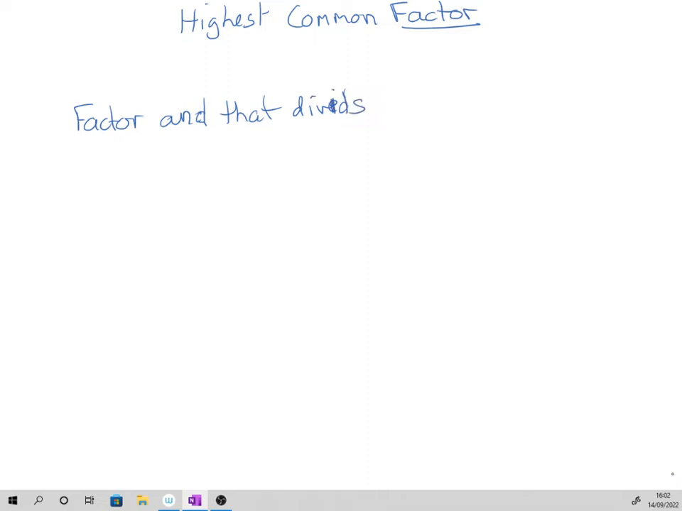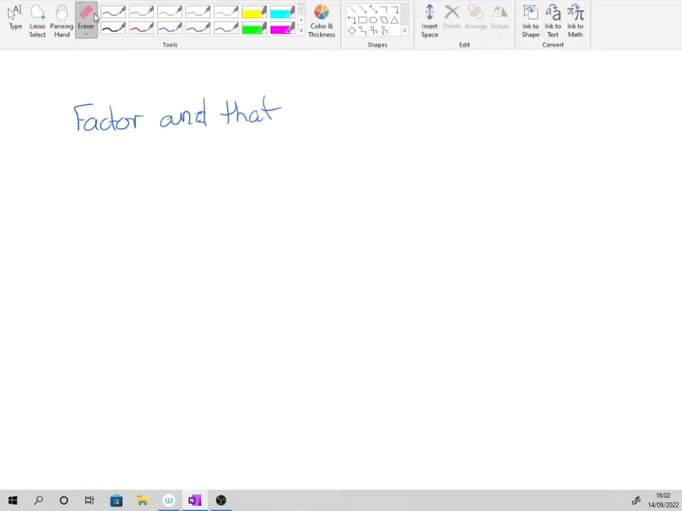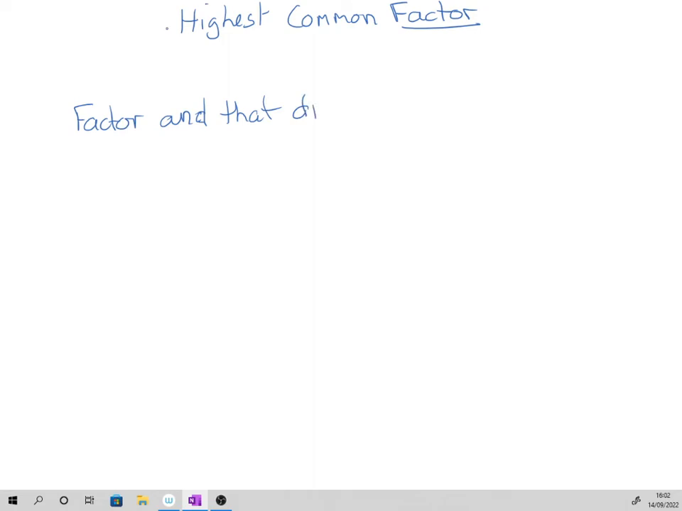Divides: I before E, except when you're writing it over the top of each other. Shall I write that again? Because that's rubbish. Sorry, everybody. But it's only lesson 1. Give me a chance. Divides. That's why I do maths, because I can't spell. So, a factor. What does that mean? A factor is a number that divides into another. Right, got there in the end.